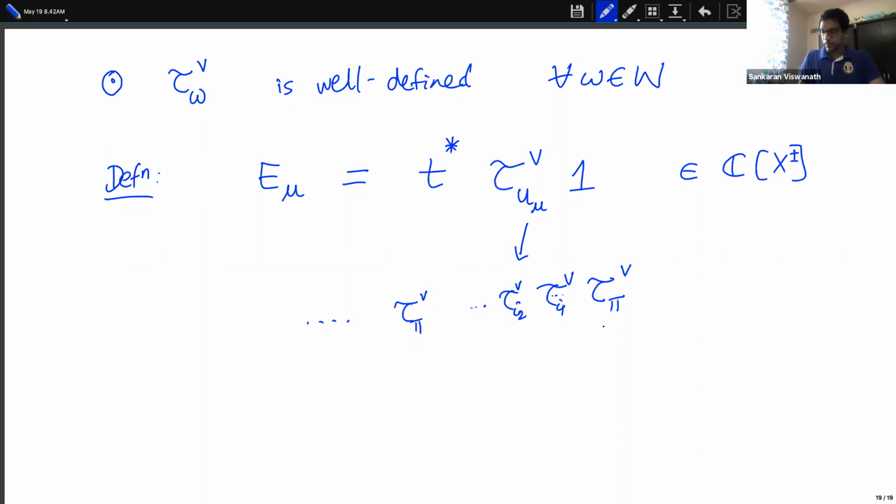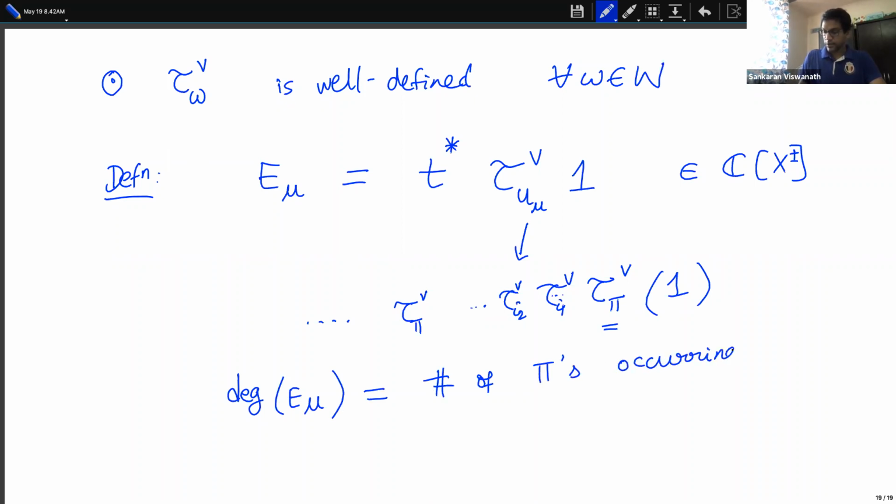So each of these pi's, when they act on 1, they'll increase the degree by 1. Whereas the subsequent tau i checks, when they act on whatever you have, they don't do anything to the degree. Okay, and so on. So if you see what's the final degree of the resulting polynomial, it's equal to the number of pi's that you encounter as you scan the box greedy word. So the degree of this guy is just the number of pi's occurring in u.